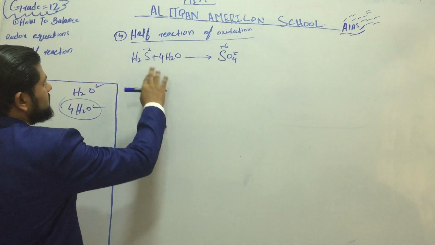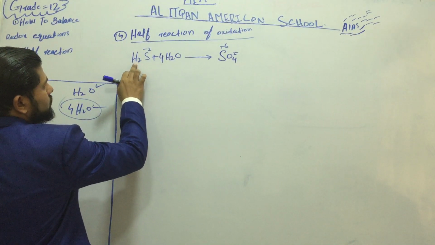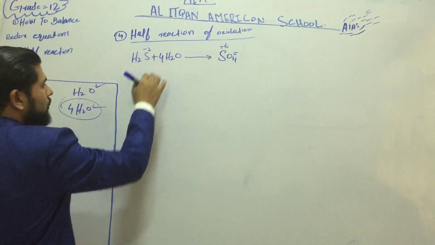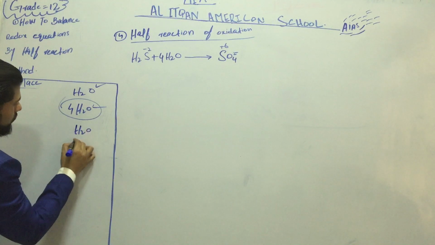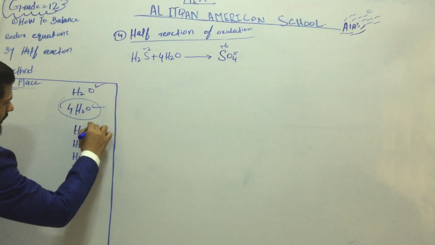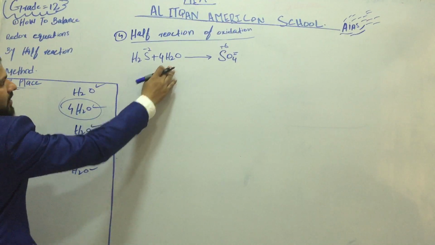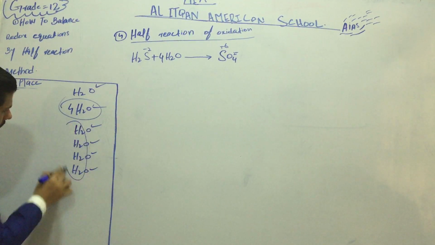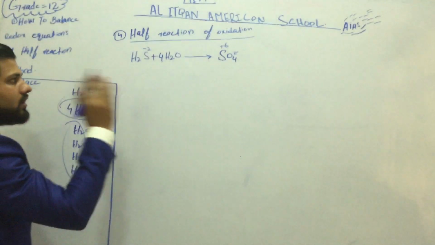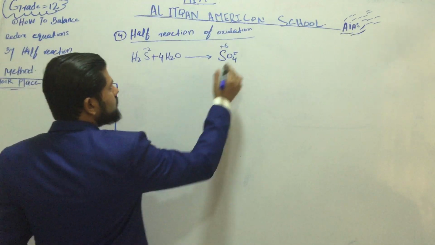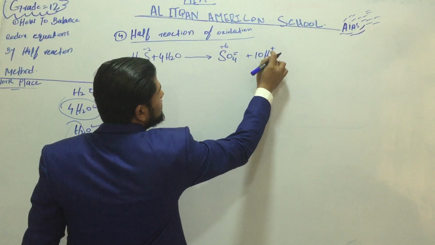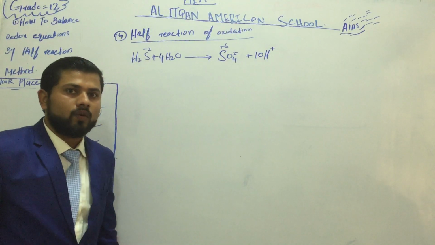And what about hydrogen? 2 atoms, 4 times 2. Why? Because there are 4 moles of water. 1 water, second, third, 4. This is how I did it. 4 oxygens I added here, and hydrogen became 2, 4, 6, 8. 8 here, 2 here, 10. But on the other hand side, there is no hydrogen. So for hydrogen, you have to add here 10 positive ions, or you can say 10 ions of hydrogen.